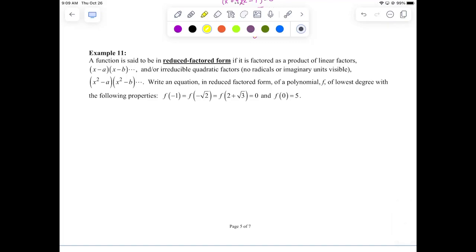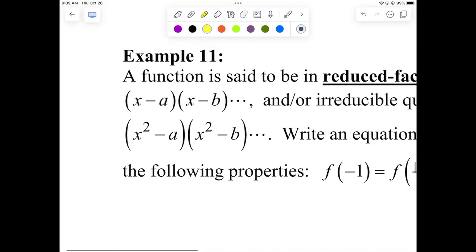Reduced factored form. We already talked about this. Reduced factored form is when you have it into linear factors of the form mx plus b. Mx plus b. Those are irreducible linear factors. Or you could have x squared minus a. I'm actually going to call it x squared plus a, where a is a positive number.